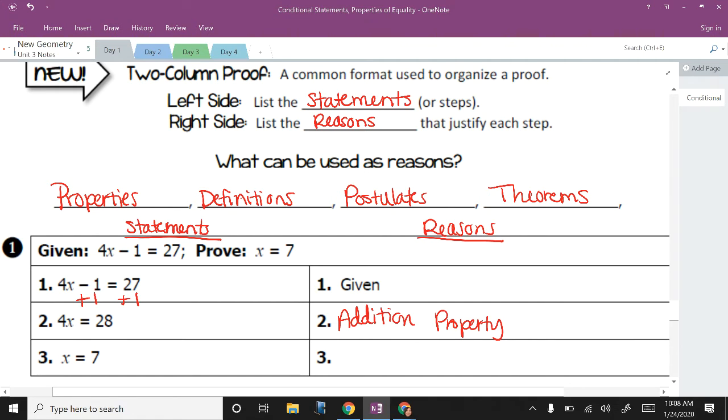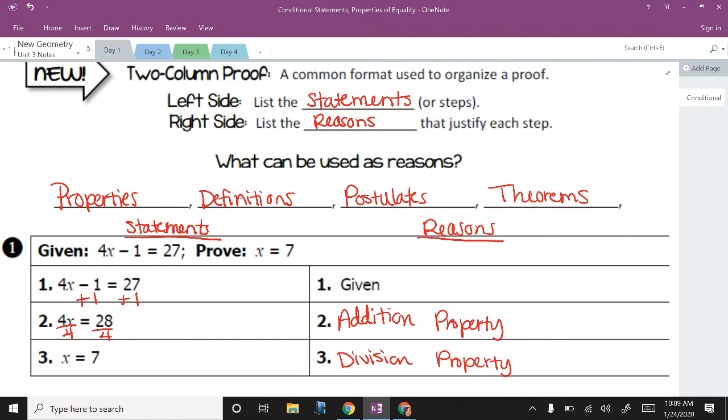Okay, so we're just filling in the reasons right now. All right. So when they did that, they were left with 4x equals 28. And they went from 4x equals 28 to x equals 7. So how did they go from step 2 to step 3? They divided both sides by 4. And so the last step to solving that equation was what property? Division property. So that's basically all you're doing. They have solved the equation for us, and we tell what property was used from each step to the next.